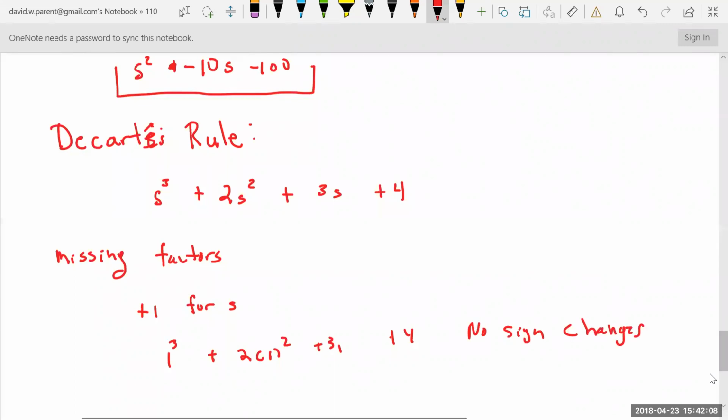No sign changes, no positive roots. All right. Now, what that can mean is, what if I have this is minus, this is minus, and that is minus. I need something to change this to minus as well. Then there's no sign changes. All right.